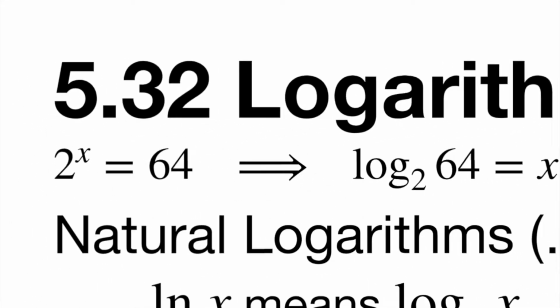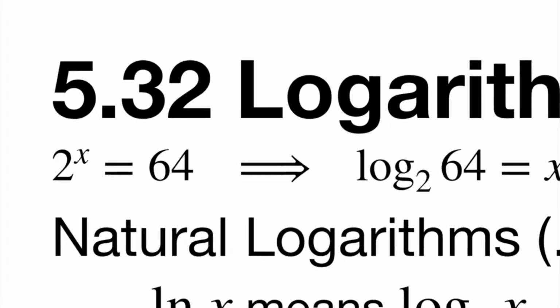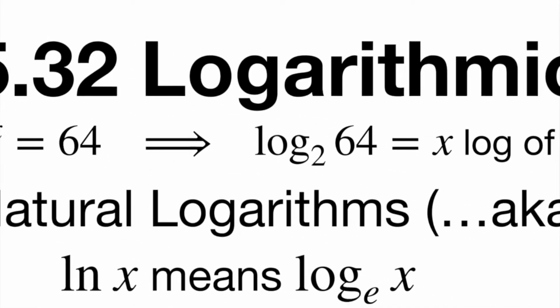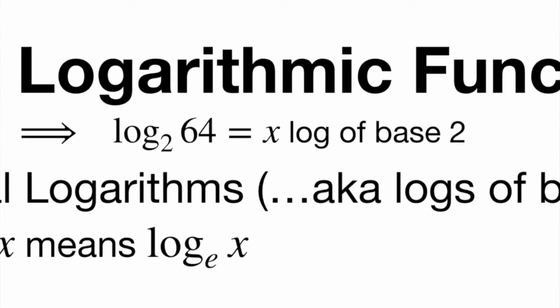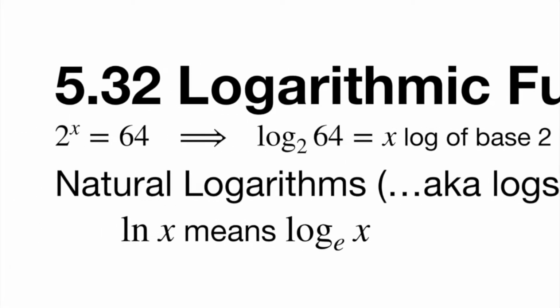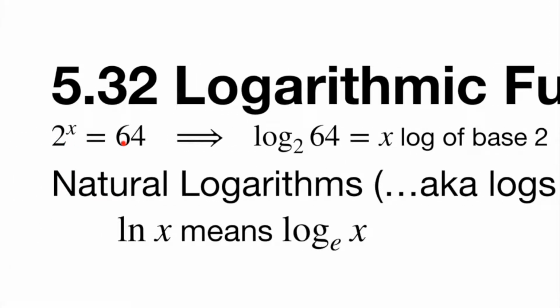Just as a reminder of what we did yesterday, 2 to the x is equal to 64. We translate that into log base 2 of 64 is equal to x. It had a log of base 2. That's what the base is in the original exponential equation. The base was 2.